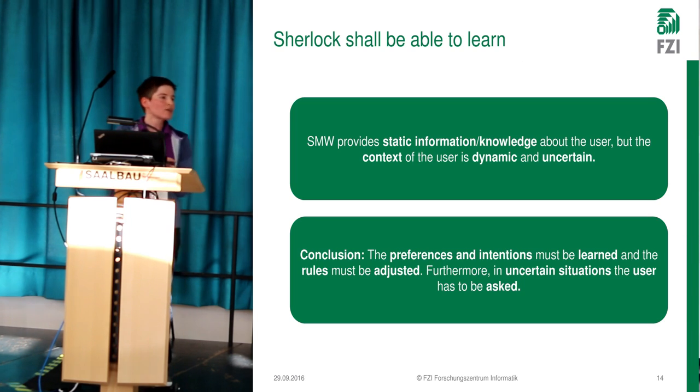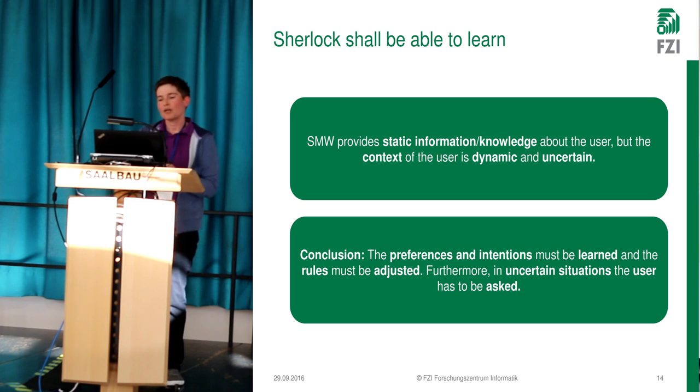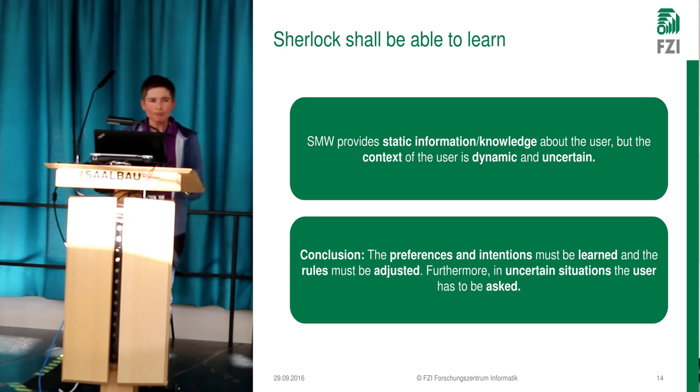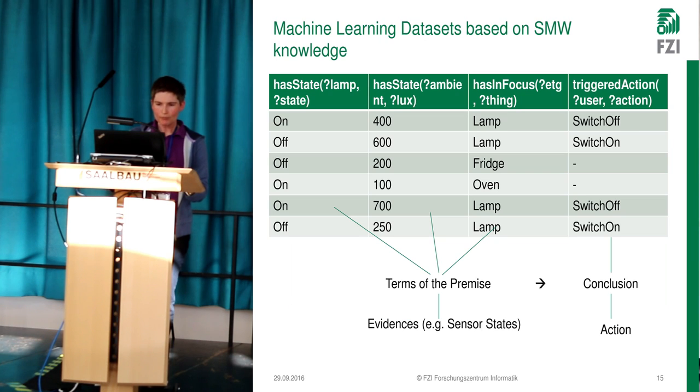Okay. Now, the point is this was static, because we are providing static information inside the Semantic MediaWiki, but now we want our Sherlock agent to be able to learn the appropriate actions to be triggered from the sensor states. And how can this be done? Well, the idea is to use the rules which are the basis for our Sherlock program in order to collect appropriate data sets.